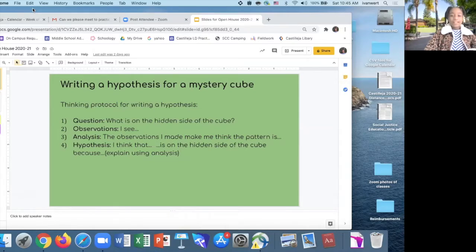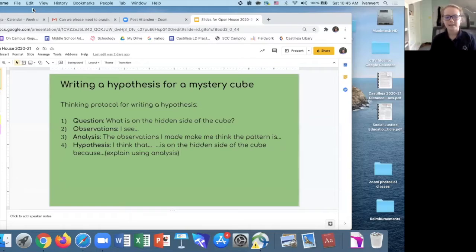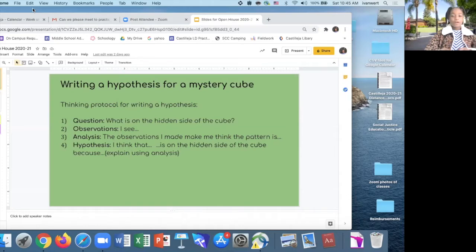Okay. 1. Question. What is on the hidden side of the cube? 2. Then you make observations. I see. 3. Analysis. The observations I made make me think the pattern is. 4. Hypothesis. I think that is on the hidden side of the cube because, explain using analysis.